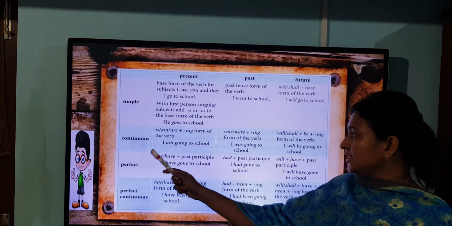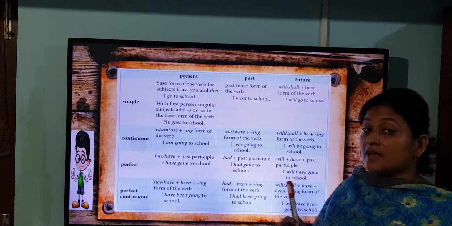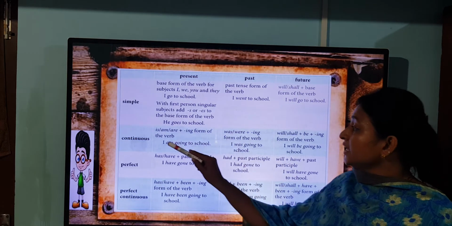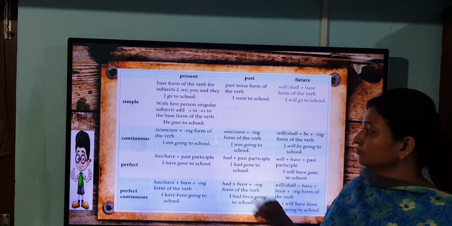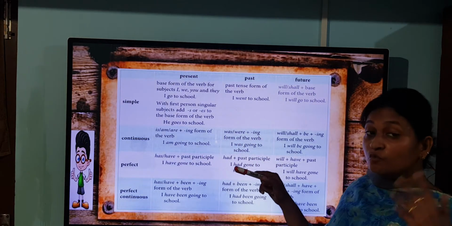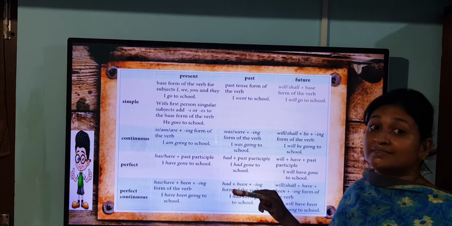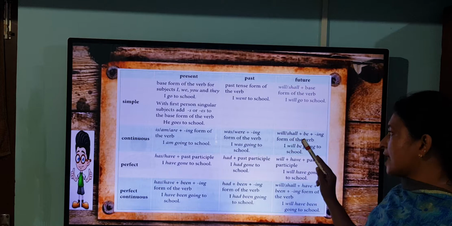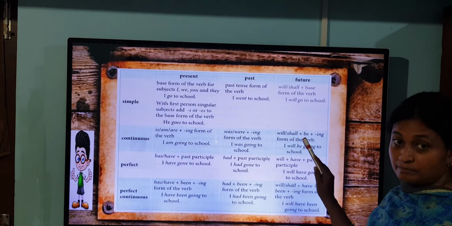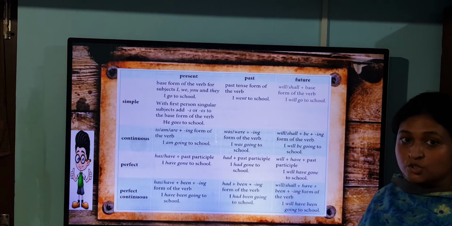And past continuous. Now, how can I show continuous? With ing. And how can I show past? Is, am, are will become was or were, plus ing. I was going to school. She was going to school. They were going to school. Now for future tense, will or shall plus be. Be will be there when you have ing. I will be going to school.